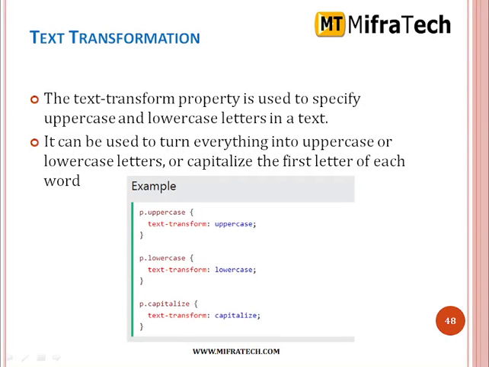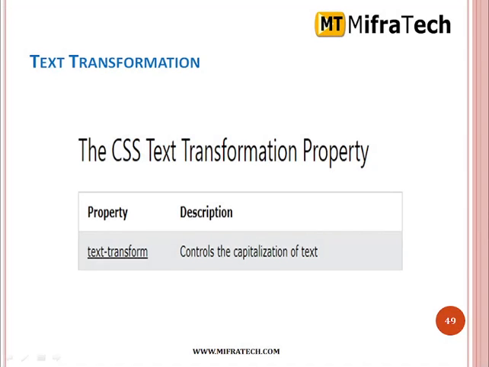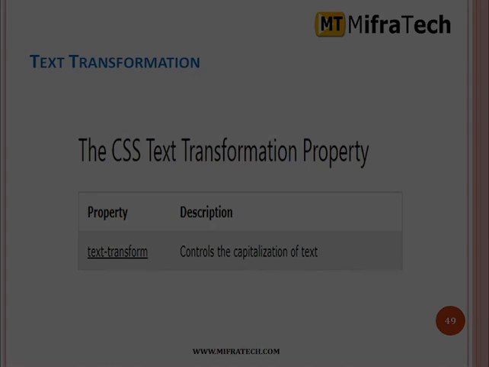Text transformation. The text-transform property is used to specify uppercase or lowercase letters in a text. It can be used to turn everything into uppercase or lowercase letters, or capitalize the first letter of each word. For example, a paragraph with text-transform uppercase, a paragraph with text-transform lowercase, and capitalize. One of the properties of text transformation controls the capitalization of a text.